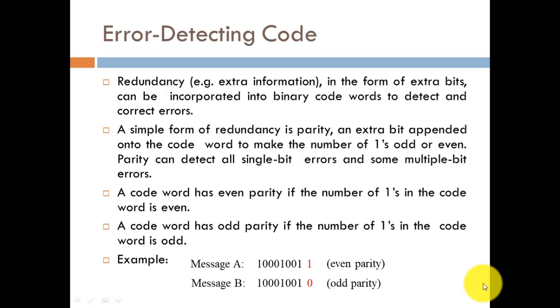Example: for the message A, 1000101, we need to count the total number of ones, that is 1 plus 1 plus 1, which is 3. So there are 3 ones. If we have to make this message even parity, then we have to add 1, so the total number of ones turns out to be even. And suppose this is the message 1000101; here also the total number of ones is 3, and if we have to convert it into odd parity, then we have to append a bit 0 so that we have odd parity. So this is the example.